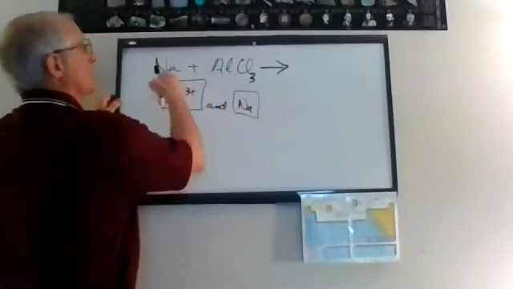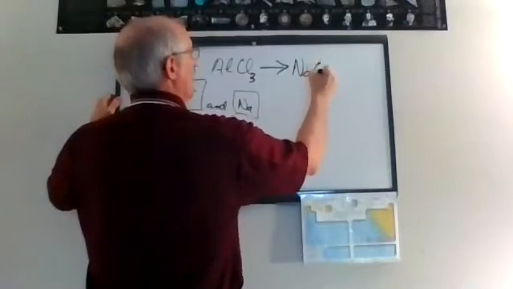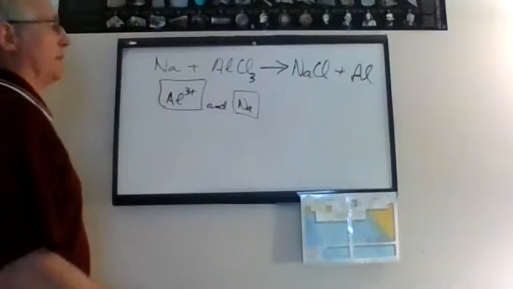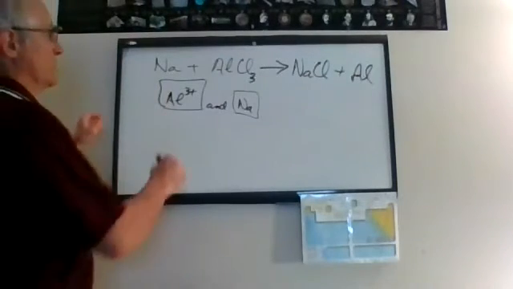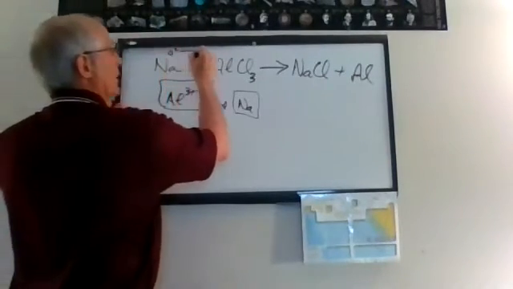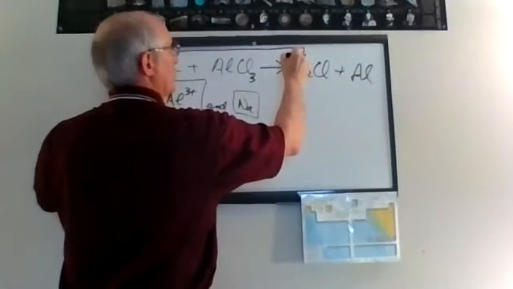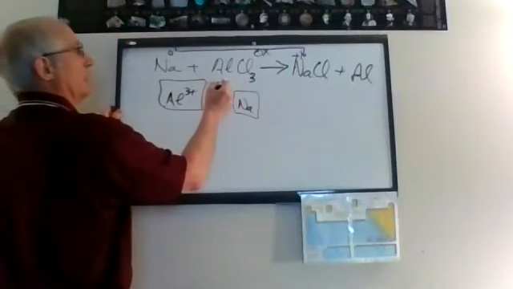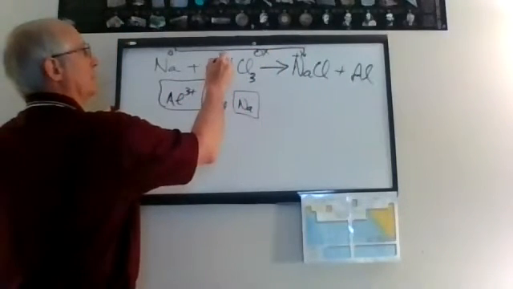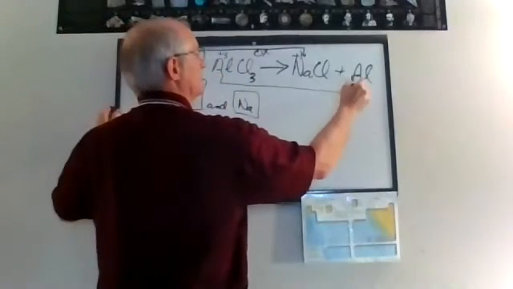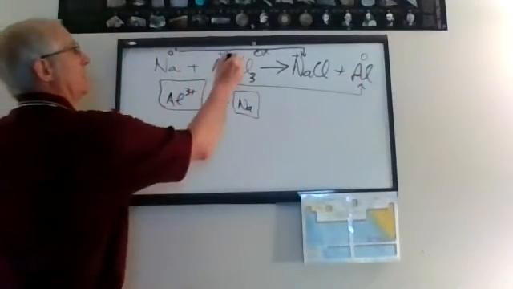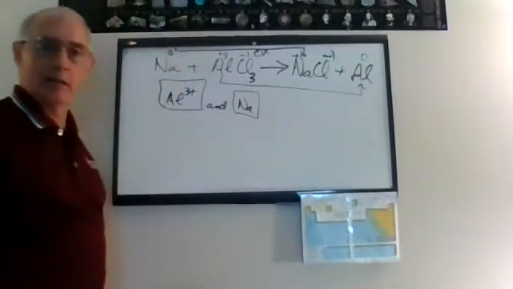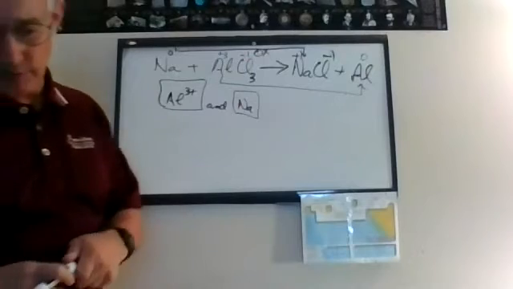Sodium is going to form sodium chloride, and aluminum is going to go dance by itself. Is that redox? Sure it is. Because the sodium goes from 0, elemental state, to +1, and so that's oxidation. And the aluminum goes from +3 down to 0. And the chlorine is -1, and the chlorine is -1. It does not change oxidation state. It is a spectator ion. It just comes along for the ride.